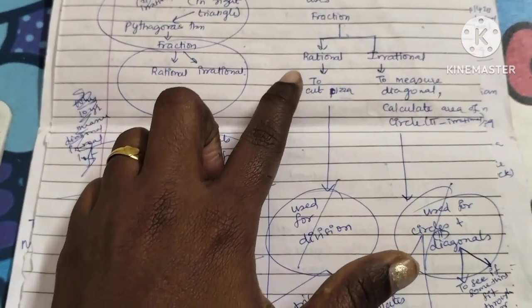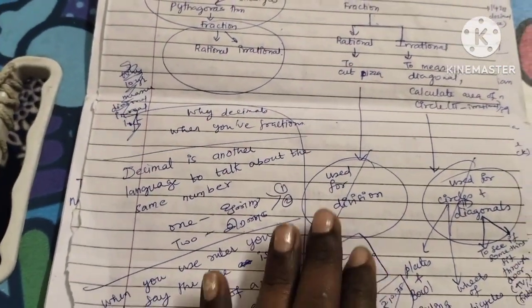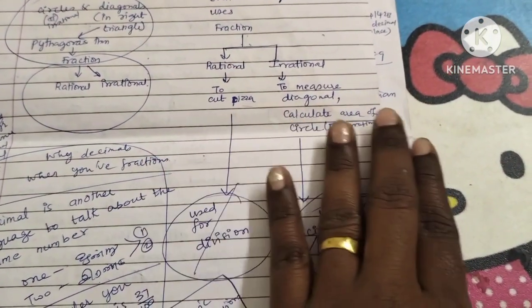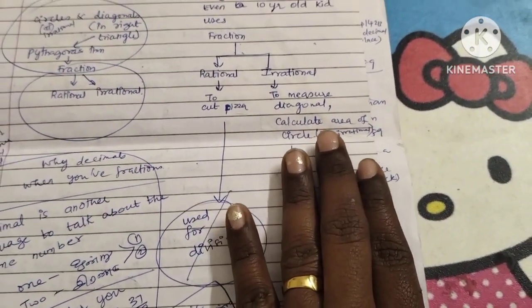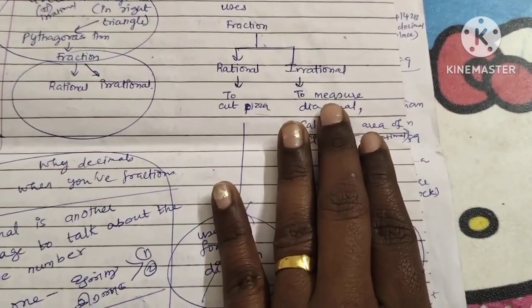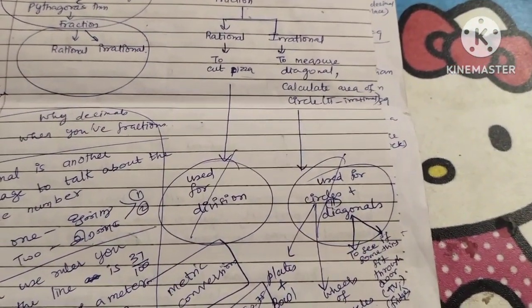It is used to cut, for example cutting a pizza, and for division in general. And irrational numbers are used for measuring diagonals and calculating the area of a circle, which means pi. This diagonal is basically the roots, so they are used in circles and diagonals.